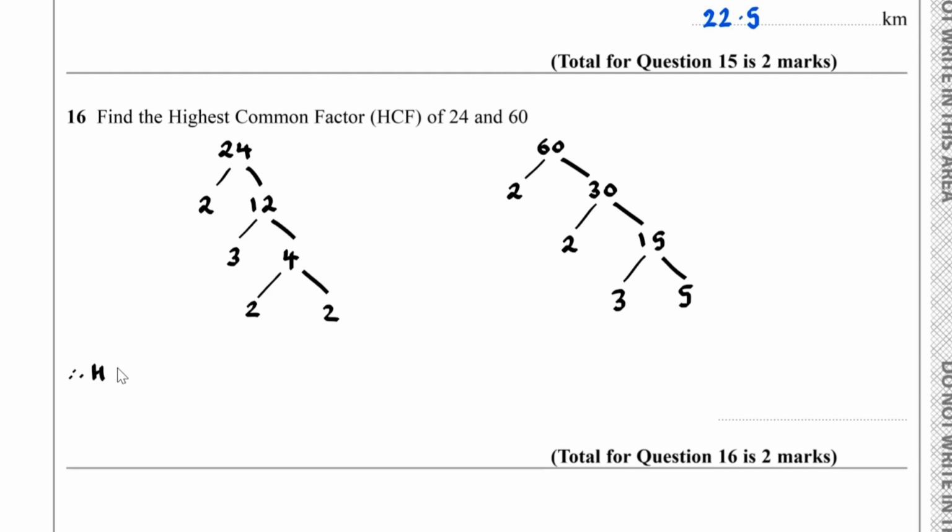So therefore, for the highest common factor, let's see what's common to each. We've got the 2, which is common to both. We've got the 3 here, which is common. And we've got this 2 and this 2, which is common. And then we multiply these together. So the highest common factor is 12.